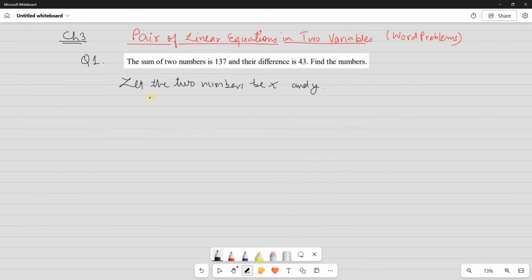So according to the question, what does it say? It says the sum of two numbers is 137. That means the sum of those two numbers, x plus y, is 137, and their difference is 43. Let's say x is the bigger number, x is greater than y.